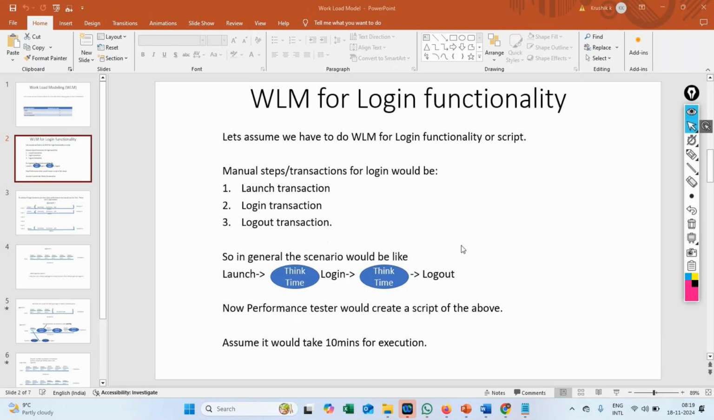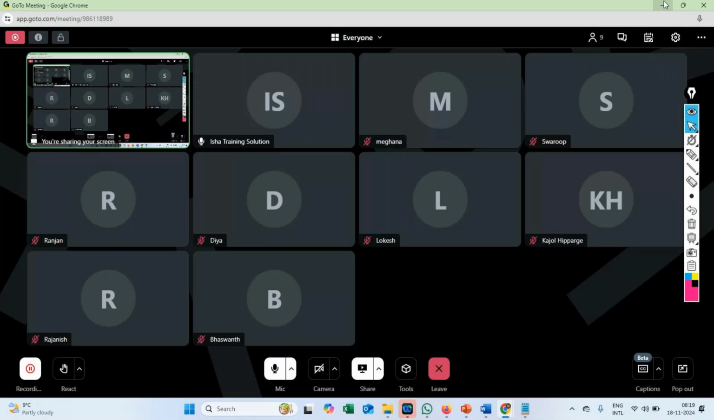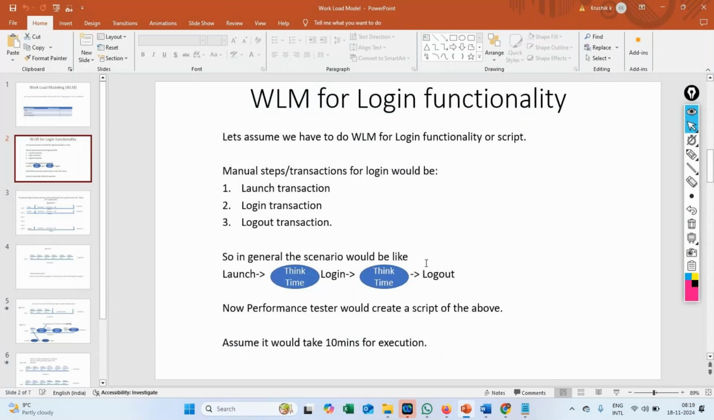Okay. Any questions till here? Did you understand this concept? Why did I add think time in between? Because in real time also the same scenario happens. Every user will not click every button or link in a fraction of a second. Every user will think for a second or two before performing the next action. Okay. So any questions still here? Did you understand what is think time? Okay, are you sure? Okay.